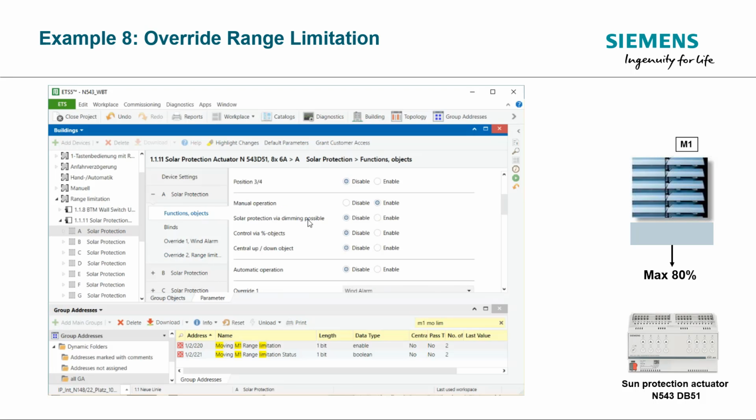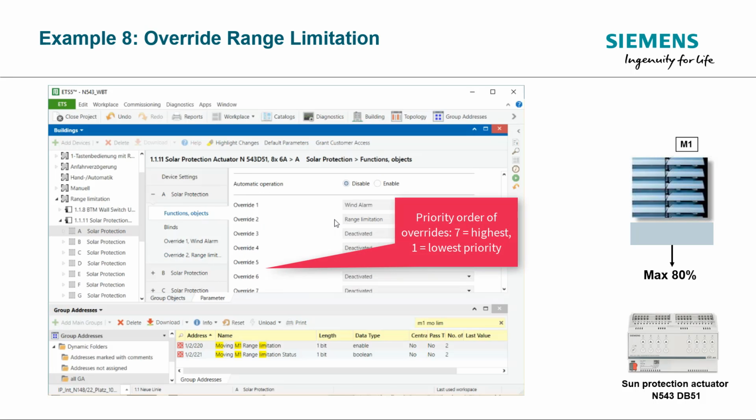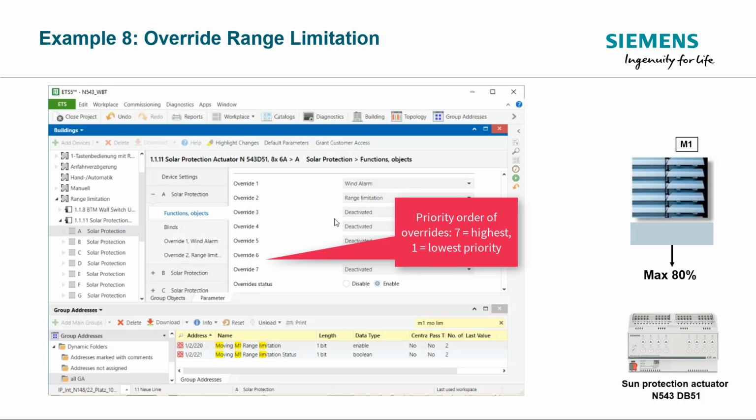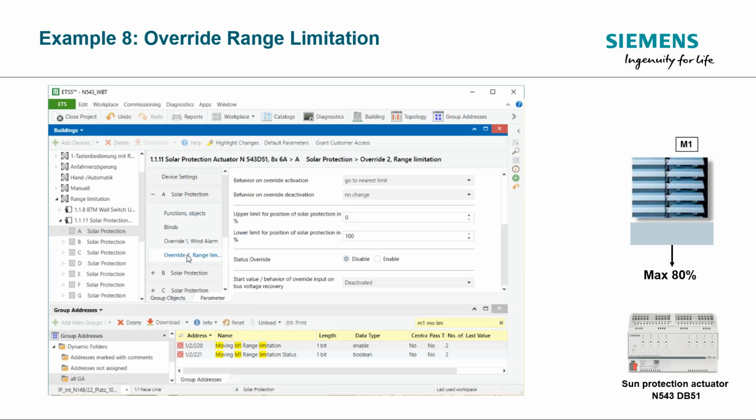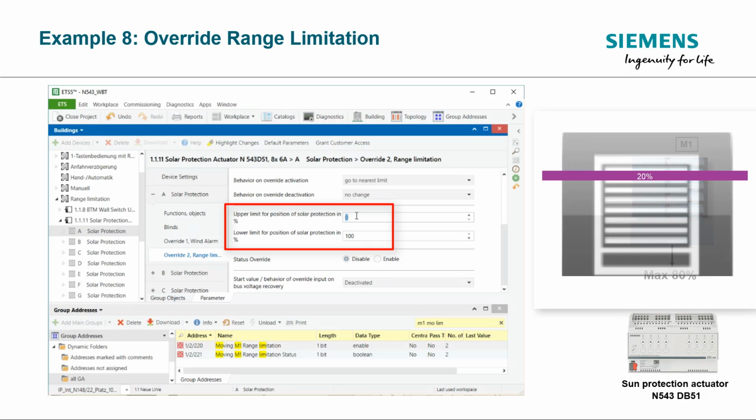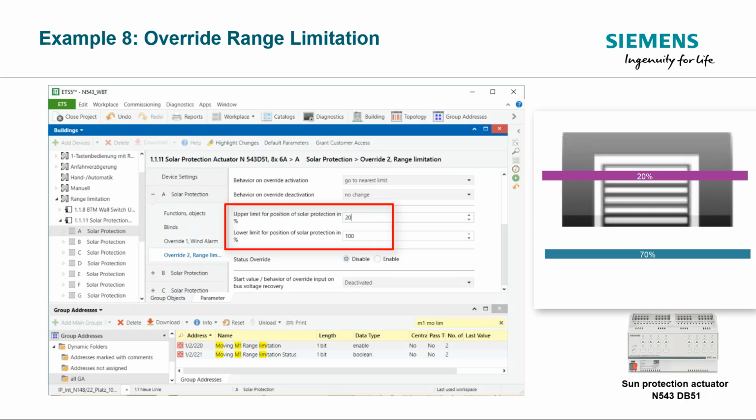On this occasion, it should be pointed out once again that the priorities of all 7 overrides correspond to their ordinal number. Overrides of higher ordinal numbers have priority over those with lower numbers. In the 2 lines upper limit and lower limit, you enter the values between which the sun protection may still move. In the example shown here, the blind can only be moved between 20% and 70% curtain height.